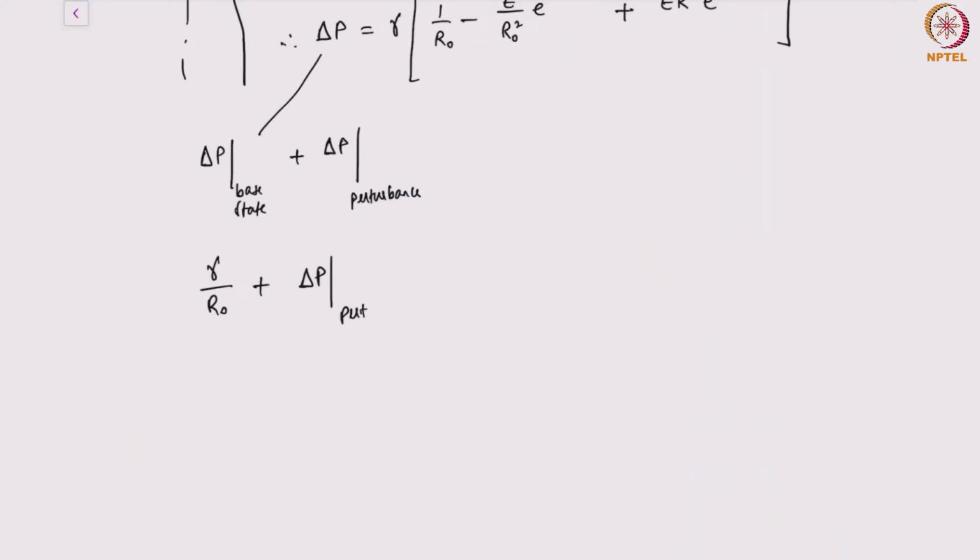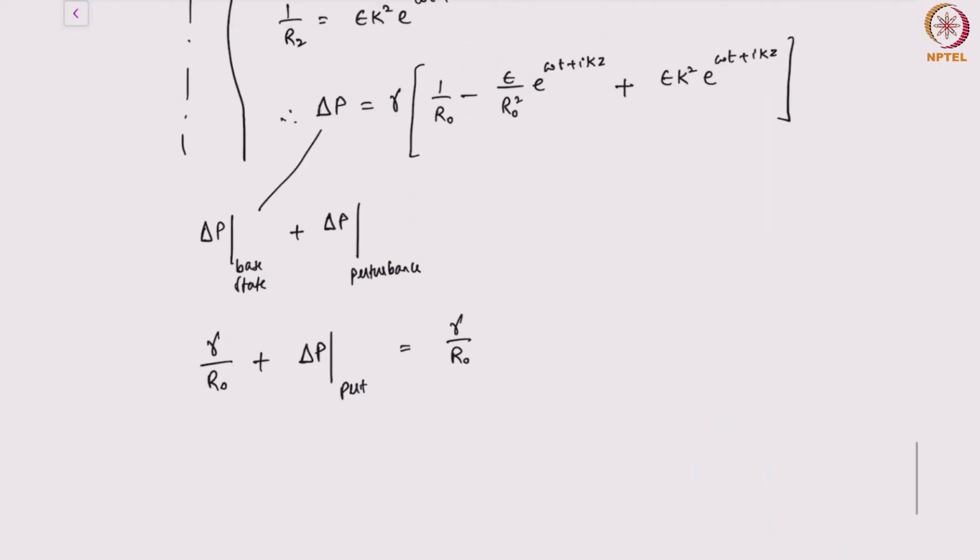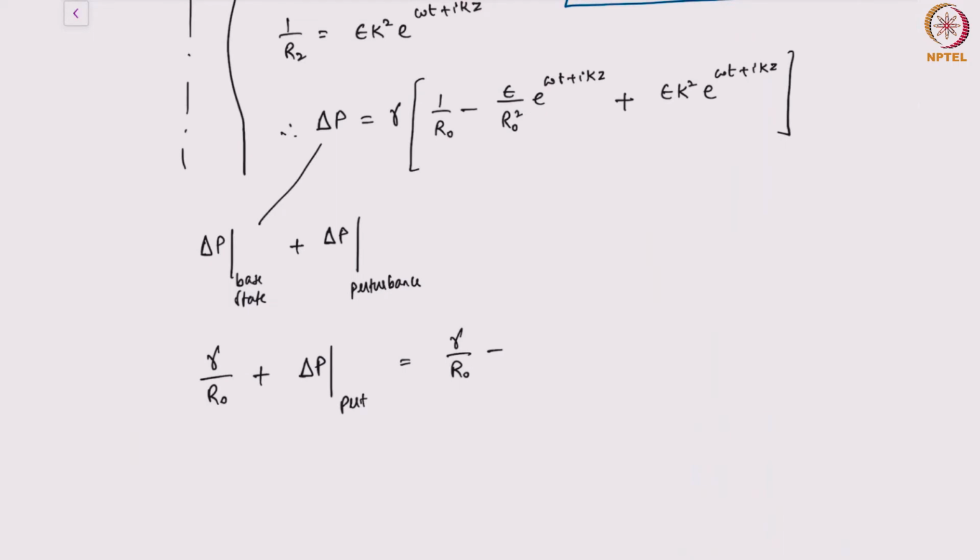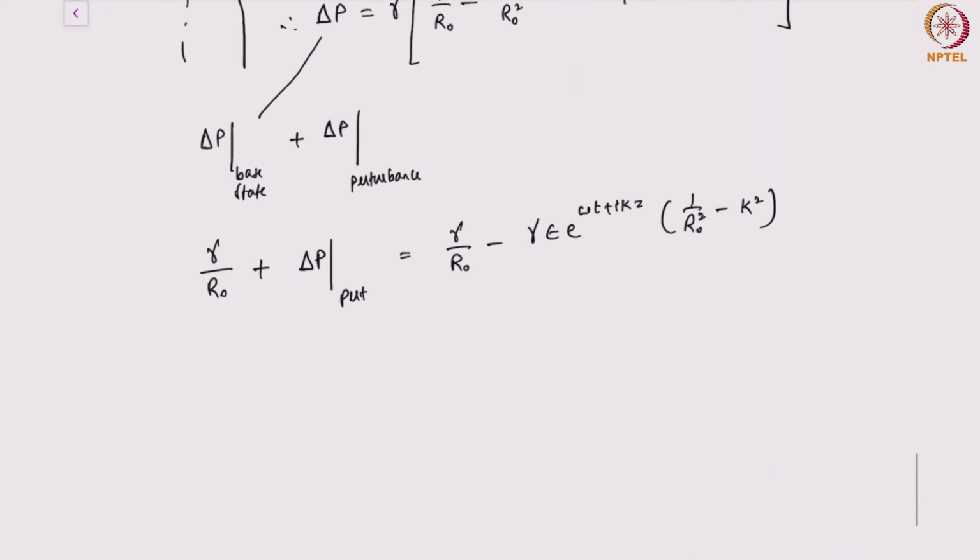Okay, this is what we have. This will be nothing but gamma by R naught minus gamma epsilon e power omega t plus ikz. I have taken these terms common. I have 1 by R naught square minus k square, and I can straight away cancel out the base state terms.